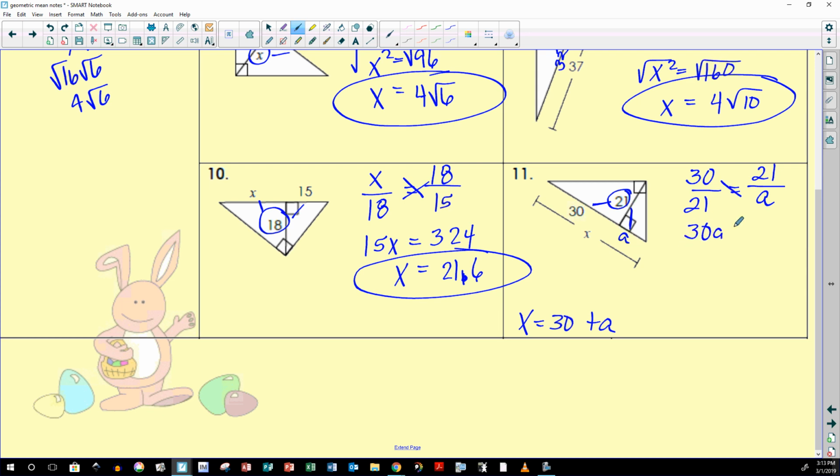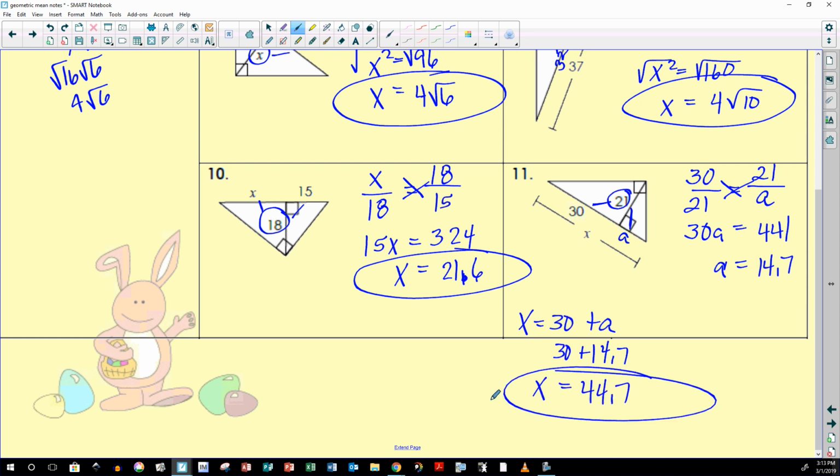So 30a equals 441. Divide by 30. A is 14.7. So if I add 30 and 14.7, I find out that x is 44.7. So the whole hypotenuse is 44.7. Otherwise, I would have had to do 30 over 21 equals 21 over x minus 30, then distribute, create a whole equation, and solve for x, when in reality, I could have just found that piece by assigning it a variable. I could have called it y, I could have called it z, whatever. I'm just going to call it a, because that's what we started calling it at the top in the beginning.